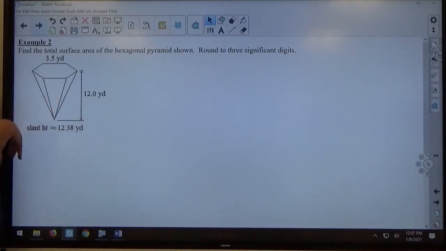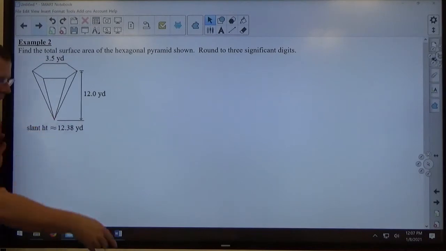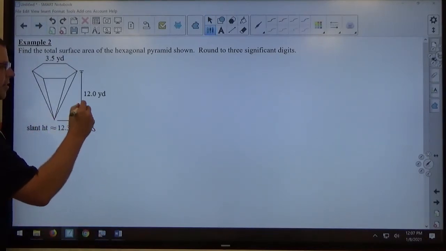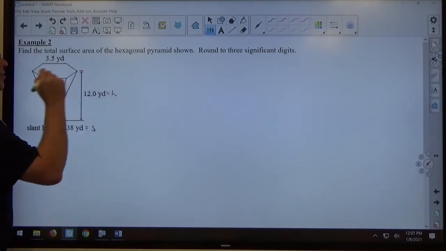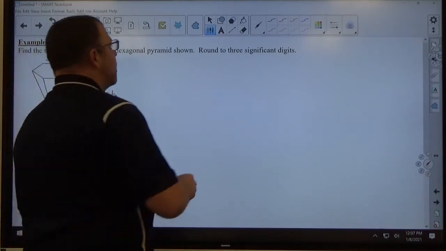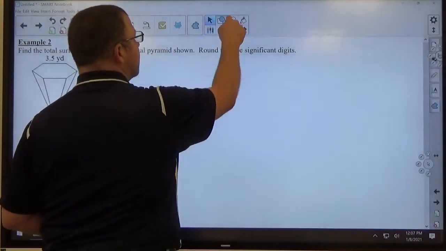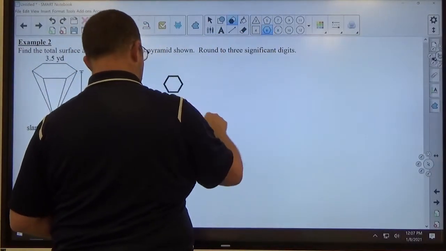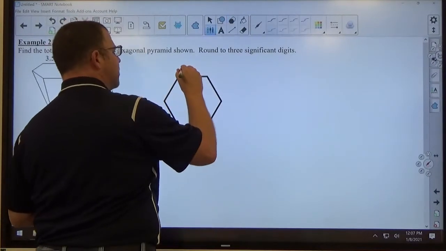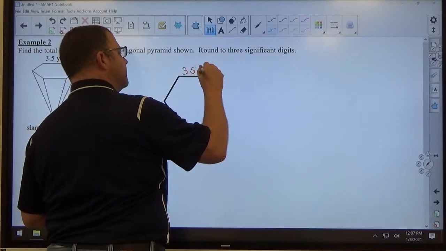So the last problem we had to actually find out what the slant height equaled. This time they're telling me the slant height here. So the slant height is here, that's S. The altitude is 12, that's H. And the base is a regular hexagon. So if I go ahead and draw my base out, there's my base. The length of the side is 3.5 yards.